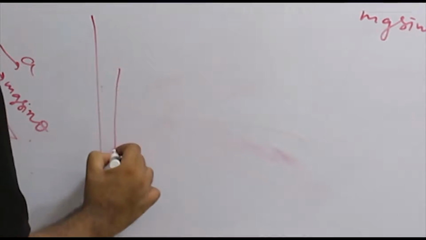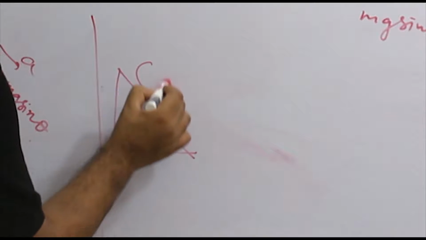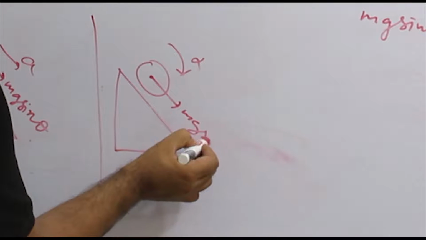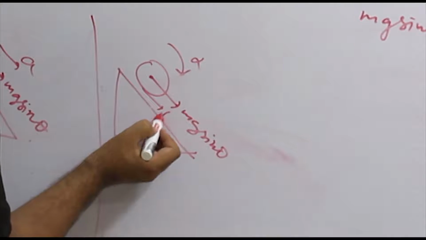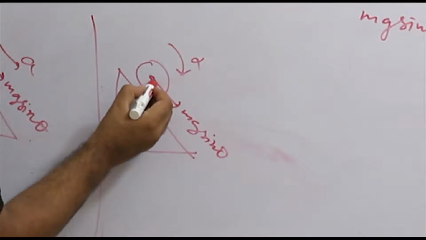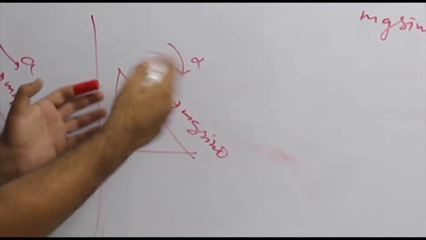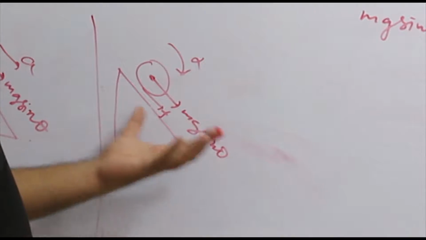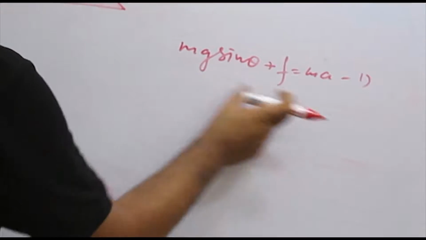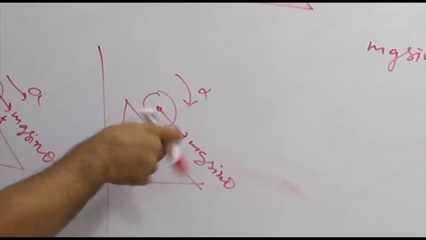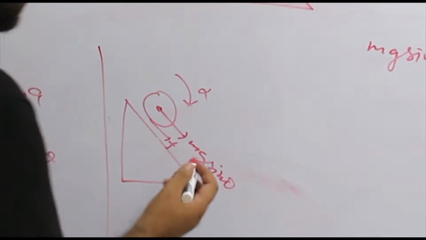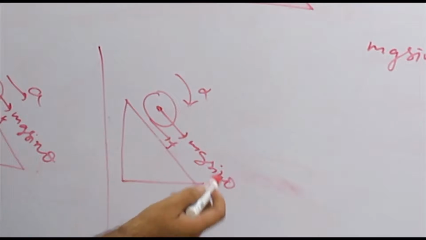Now the second case. I'm going to consider this object only to be rotating with some angular acceleration alpha. The forces remain the same; nothing changes with the force. And it is rotating about the center of mass. Tell me, what is the torque of mg sine theta about the center of mass? 0. And you know that the equation for pure rotation is net torque equals I alpha, just like the equation for translation is net force equals mass into acceleration. So the torque of mg sine theta is going to be 0.